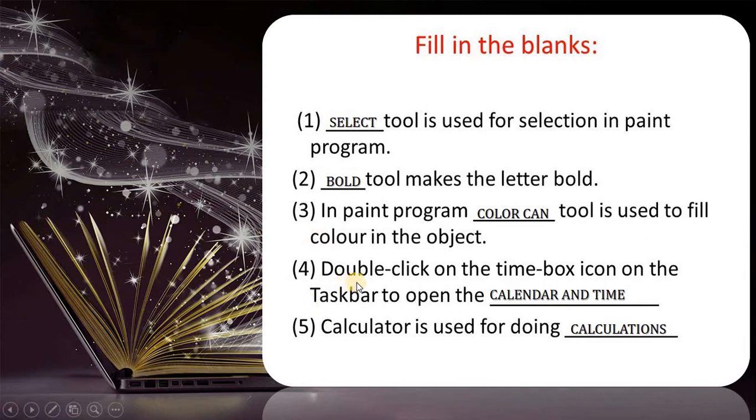Now see the fourth fill in the blanks. Double click on the time box icon on the taskbar to open the calendar and time. We see in the Notepad, in the WordPad, we have to just click on the time box. We can see the calendar and the time.